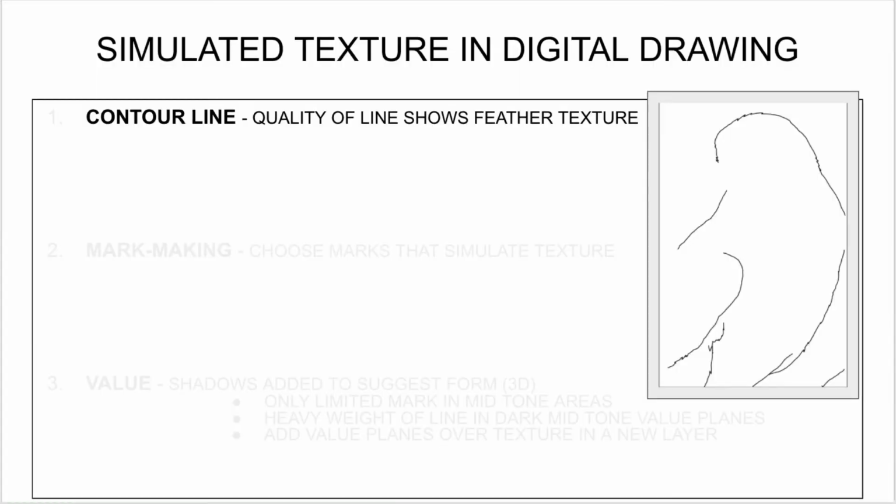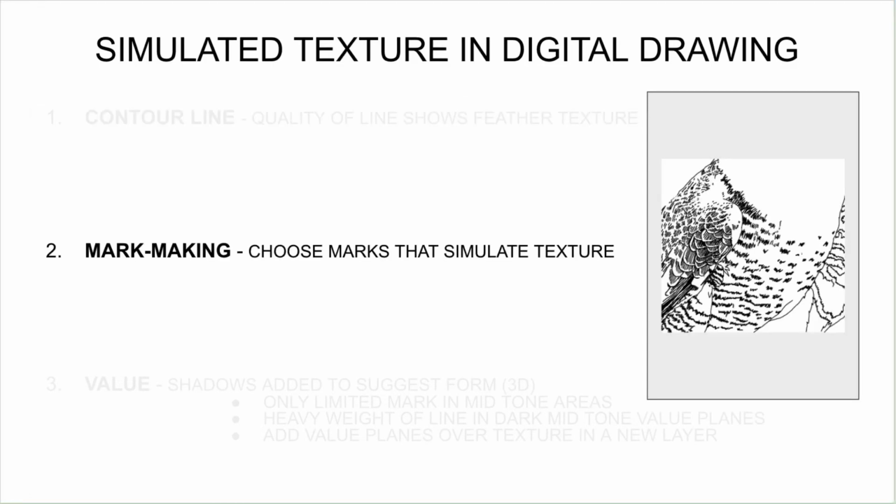So just to recap, to create simulated texture in a digital drawing, you start off with a contour line where the quality of the contour line shows the texture of the edge of the shape. So in this case, it'll be a texture of feathers. Then you need to add marks into your shapes to create textures. You'll see that I used lines or a linear mark in the feathers on the wing, and then scribbles in the more downy, softer feathers on the belly of the falcon.